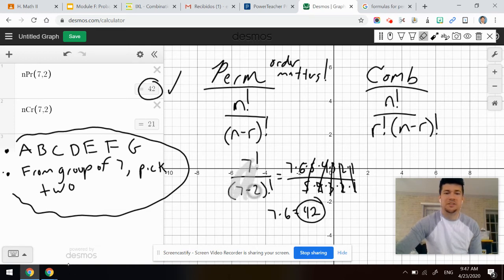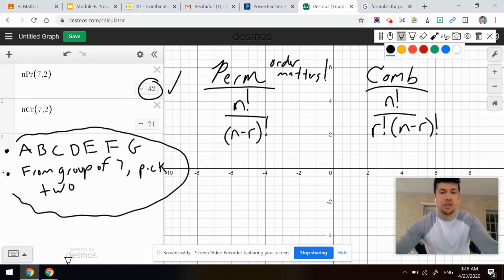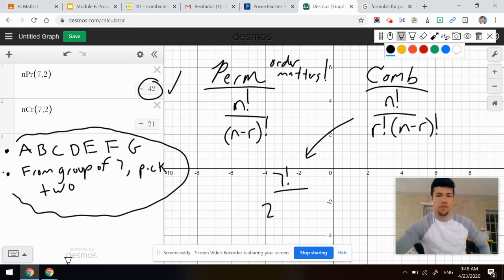Combination, the formula is basically the same, except you're adding in one more part into the denominator. So if I want to find combinations of a group of 7, choosing 2 at a time, what I'm going to do is, again, I'm going to do 7 factorial. I'm doing a combination now. 7 factorial divided by, now I'm going to do 2 factorial, and then multiply that by 7 minus 2 factorial.